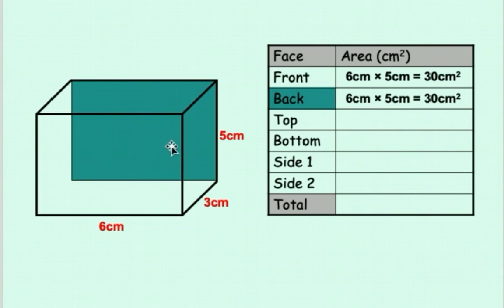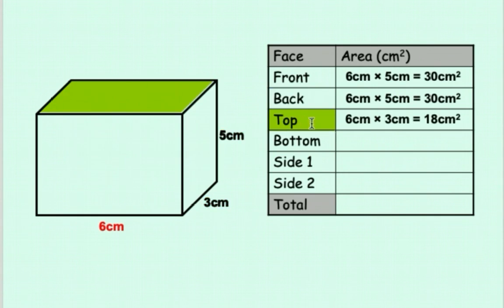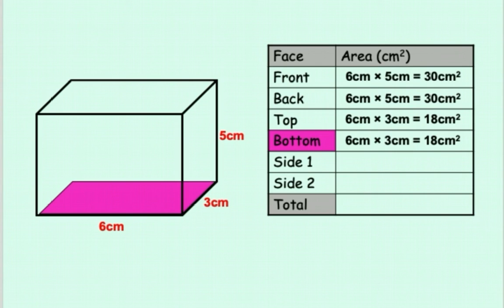Next shape we're going on to is the back face, and now you can see they're exactly the same, and we're going to have this lovely pattern with a cuboid or a cube where we have 3 differing faces and they are repeated each twice. So again, this is also going to be 30 centimetres. Now we're going to calculate the top face. This is a little bit different. We've got 6 as the base, and then we have the width of the triangle, or the height of the triangle is 3 centimetres. Similarly, the bottom is going to be the same as the top.